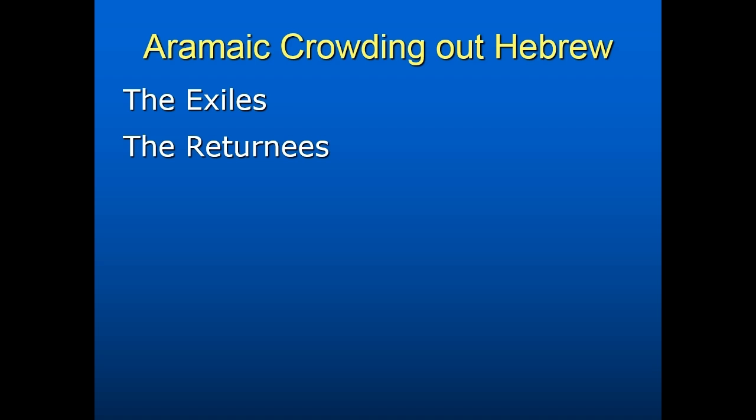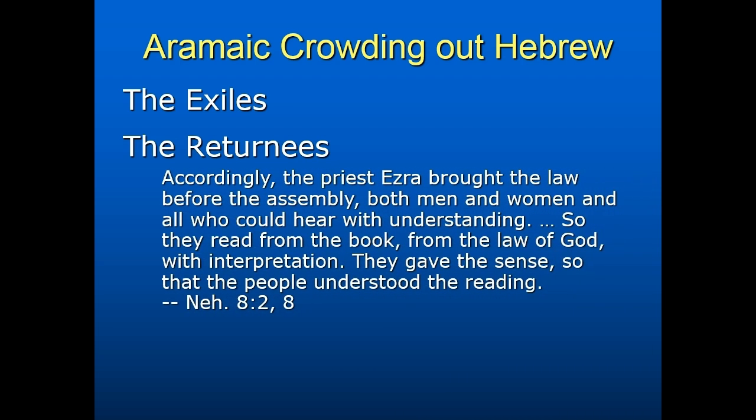Ezra had to deal with that situation when he was urging the people to repentance and revival. In Nehemiah chapter 8, we read about the great assembly he held for them. "Accordingly, the priest Ezra brought the law before the assembly, both men and women, and all who could hear with understanding. So they read from the book, from the law of God, with interpretation. They gave the sense so that the people understood the reading." Nehemiah 8, verses 2 and then 8. Why did they need assistance to provide interpretation? Ezra was reading the law in Hebrew, of course, but the crowd's understanding of that language had become sketchy. The assistants were doing simultaneous translation into Aramaic.